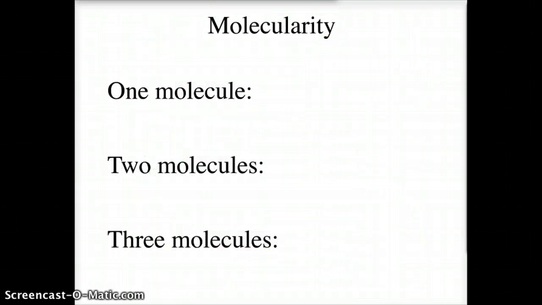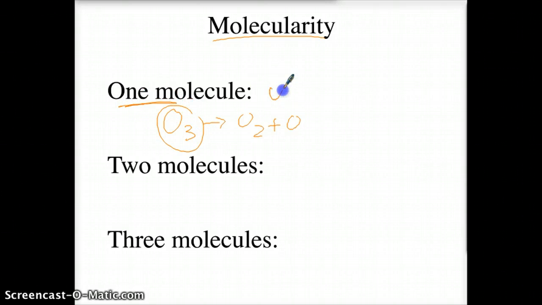There are a few other vocabulary terms we need to know. When a reaction occurs, we need to be able to figure out the molecularity of that reaction. So for example, if we have the reaction O3 turning into O2 plus O, there's only one molecule that's a reactant, O3. So we would say this is a unimolecular reaction. You need to know that vocabulary word. If you just have one reactant, it's unimolecular.